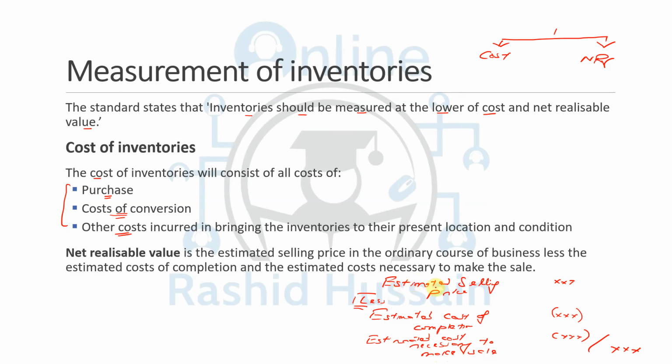So estimated selling price, for example, is the amount at which you can usually sell the inventory in the market. And then estimated cost of completion: is there any amount you need to spend before you sell the inventory? Is there any amount that is necessary, for example, the agent's fee or the commissions you need to pay in order to sell the inventory? So when you deduct all these amounts, you get the net amount which you will get from the sale of the inventory. That is known as the NRV. So this NRV is going to be compared with the cost, that is, the cost of purchase plus cost of conversion and the other costs.